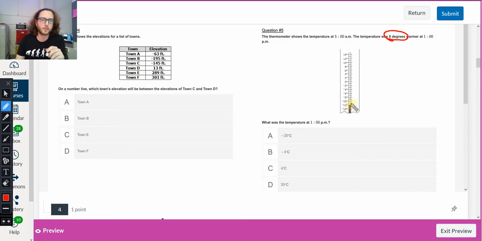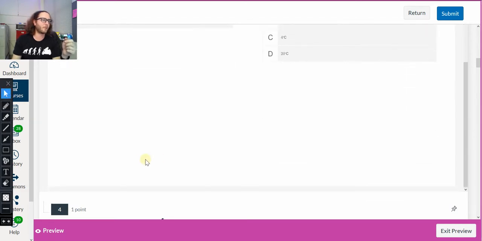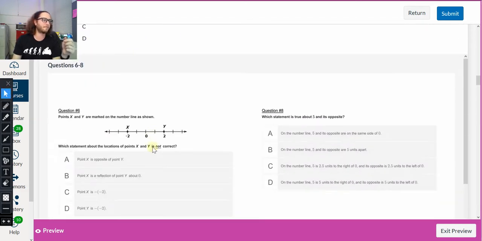So let's see. We got 1, 2, 3, 4, 5, 6, 7, 8. And I know that is really hard to see, and I'm just not zooming in because it's messing with the format on this recording. But if you look really closely, you can see that 8 degrees up would be negative 4. All right? So our answer to number 5 was negative 4, which is also B.